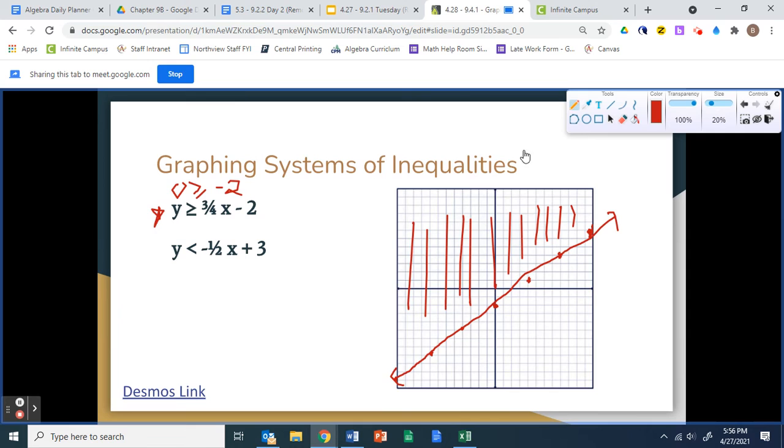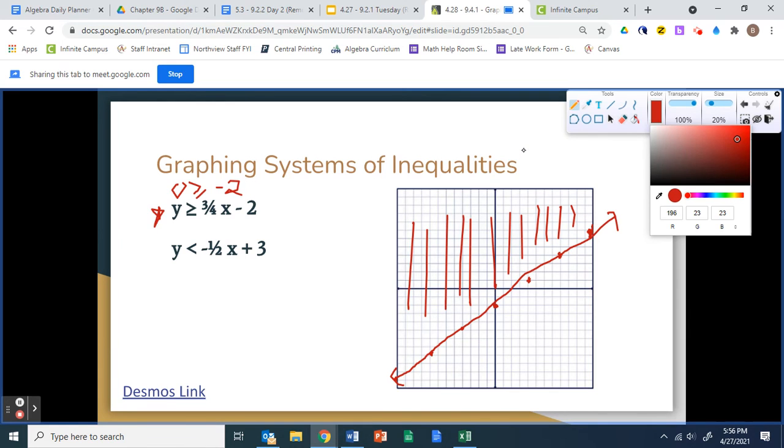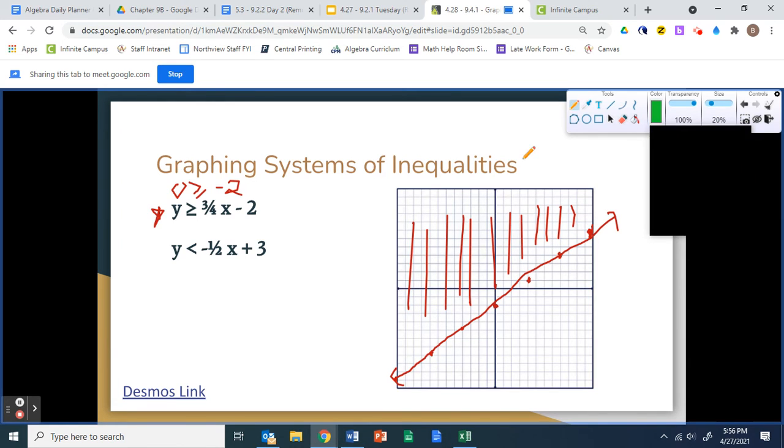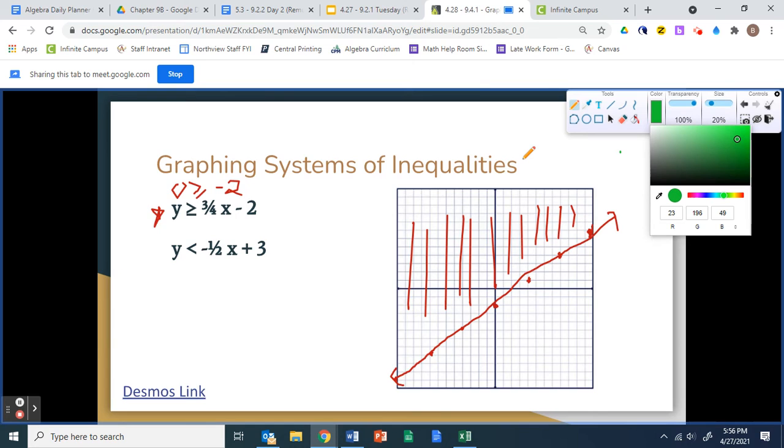Now I need to graph my other one. So I'm going to change my color here to, let's go with green this time. So this one we started at a +3. So I'm going to go up to +3 and put my green dot. My slope is a -1/2. So that means down 1, right 2, down 1, right 2.